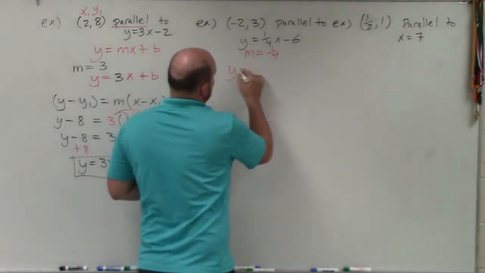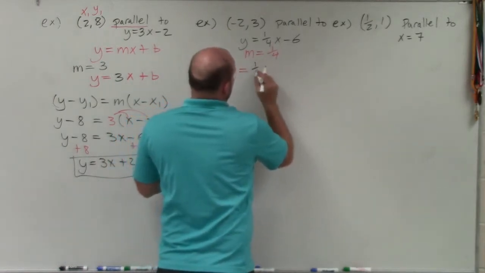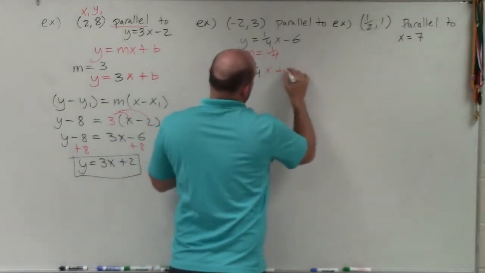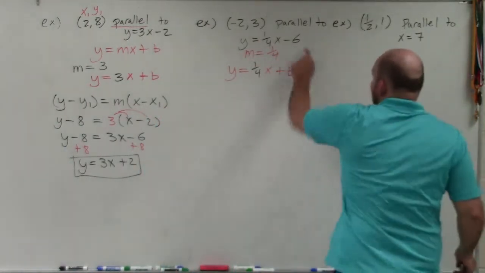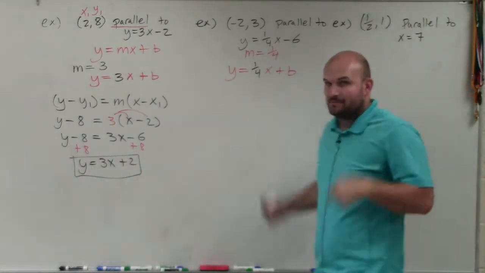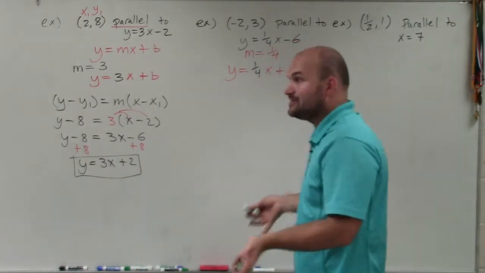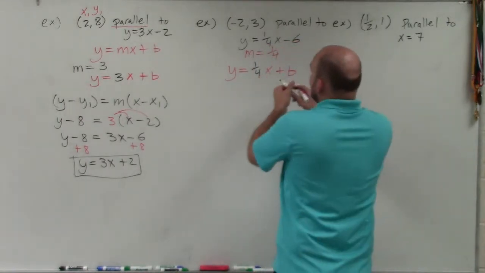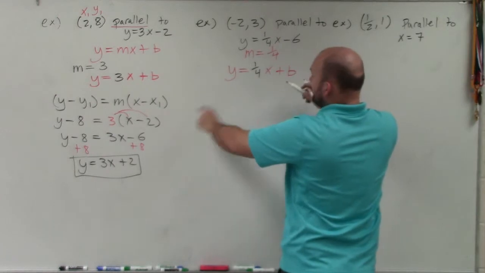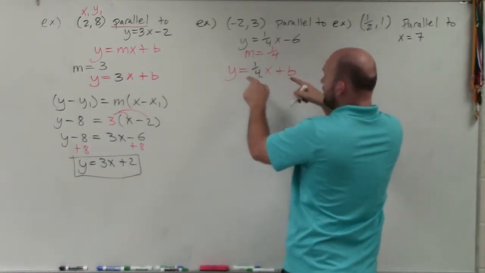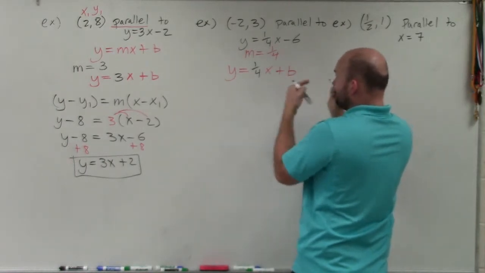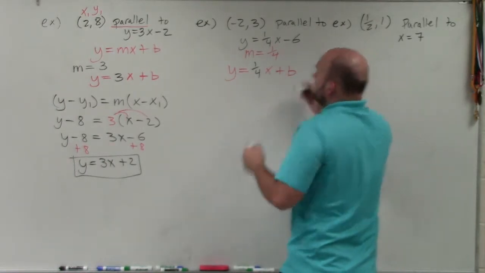So when I write my new equation, I will write y equals 1/4 x plus b. And what students always do all the time is they rewrite -6. No, it's b. We're trying to figure out what the new y-intercept is. So now, rather than using y1, x1 in point-slope form, I can say, well, x and y are going to represent a point on my graph.